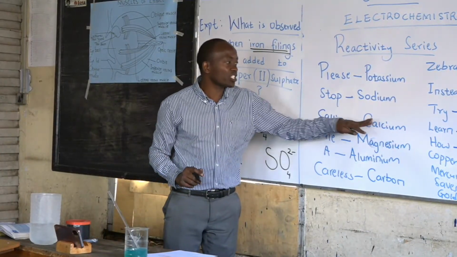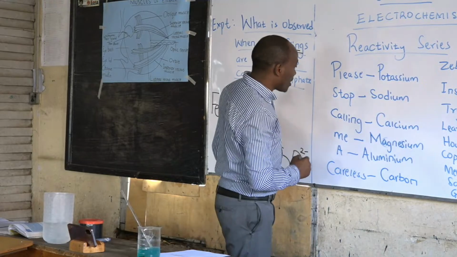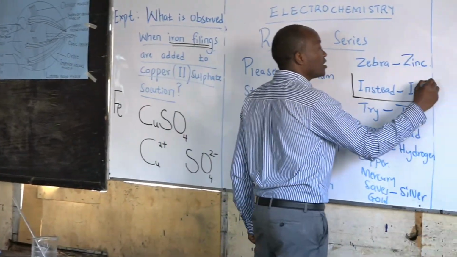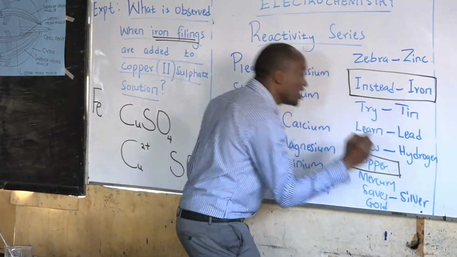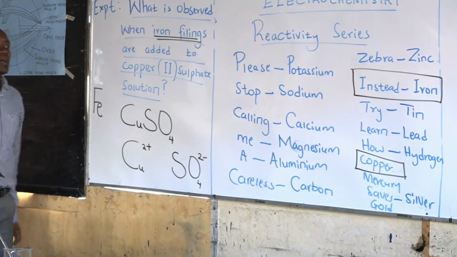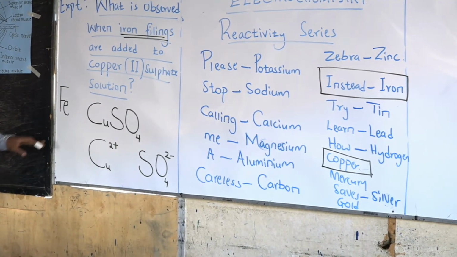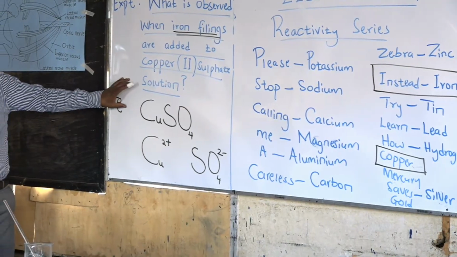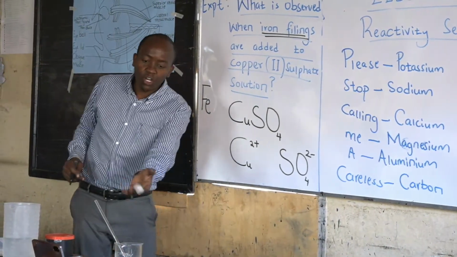Iron is more reactive than what? Than copper. So iron is more reactive than copper. So iron is more reactive than copper. So this is iron. It is above copper in the reactivity series. It is above copper in the reactivity series. So this is exactly what is going to happen. So when you put iron filings in copper 2 sulfate solution, the reaction is still on.